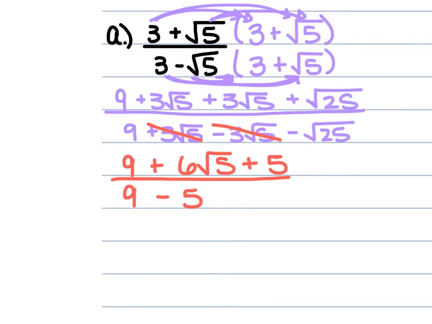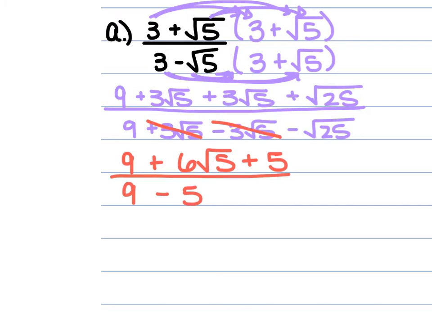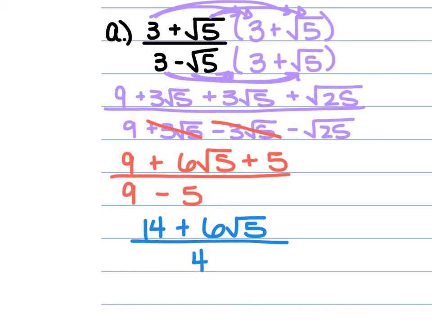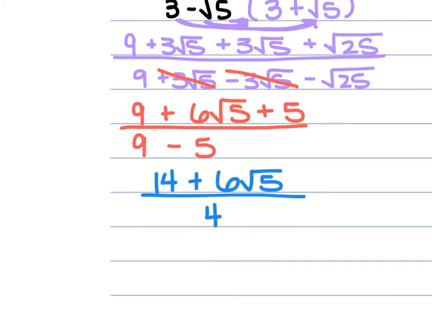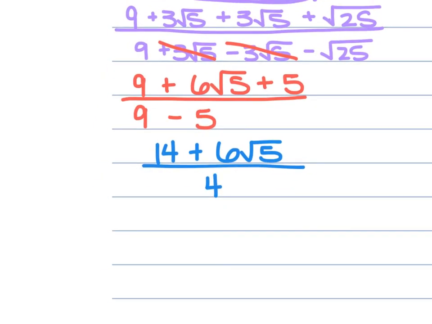Simplify even further. On the top, 9 plus 5 is 14. Keep the 6 square root 5 after that. So we're going to have 14 plus 6 square root 5. From the bottom, 9 minus 5 is 4. Now, look at what you can simplify. You can't simplify underneath the radical. So look at your terms outside of the radical. You have a 14, a 6, and a 4.